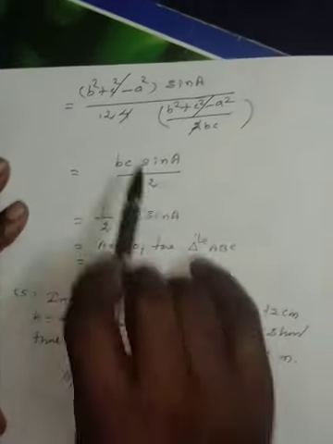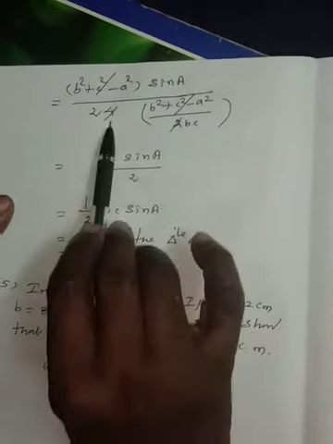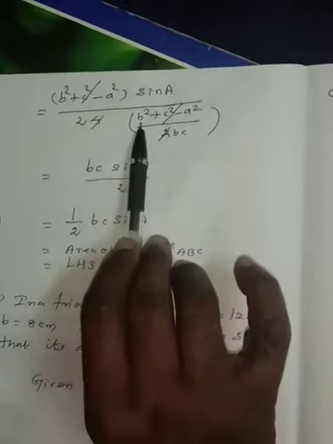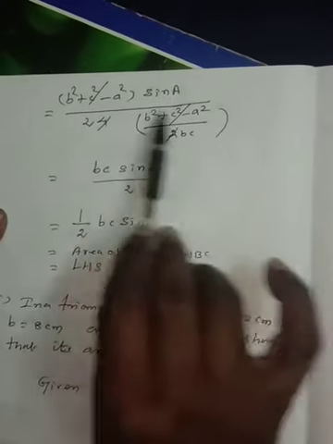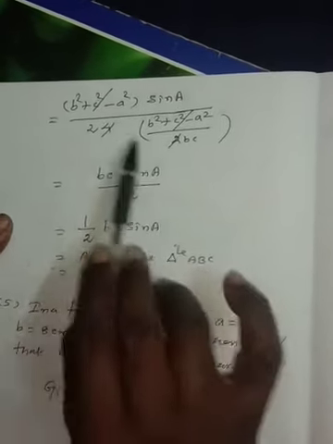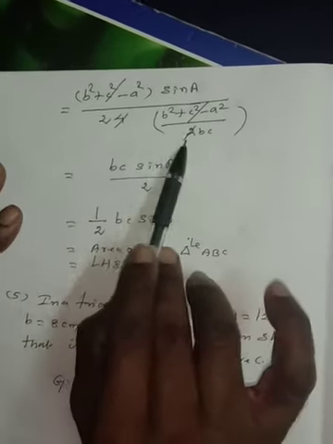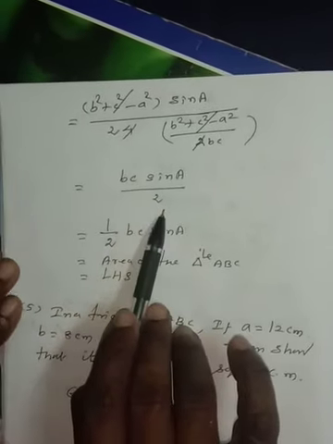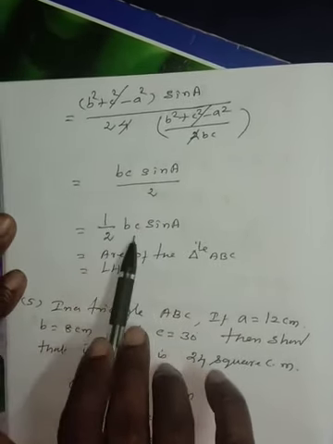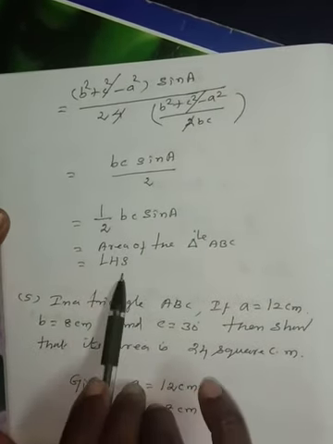So b square plus c square minus a square divided by 4 into tan A, which means sin A by cos A. Cos A is b square plus c square minus a square divided by 2bc. Cancelling b square plus c square minus a square, and 2 twos are 4, we get bc into sin A divided by 2. This can be written as half into bc sin A, which means the area of the triangle ABC, so LHS.